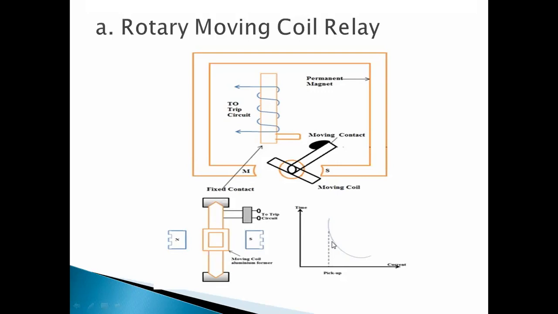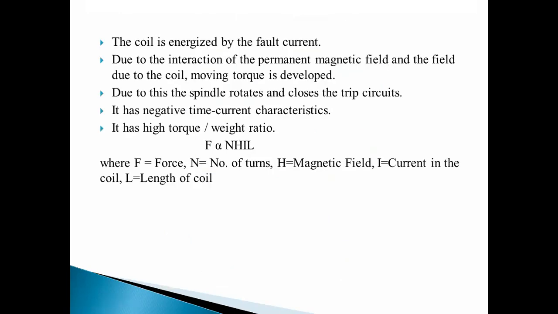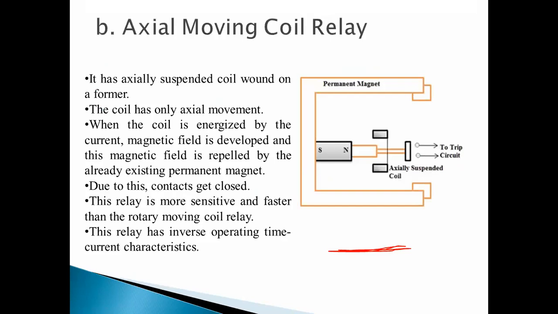So we have seen that IDMT characteristic. Then the second type here is the axial moving coil relay. So first was the rotary moving coil, and second is the axial moving coil. Here only what is changed is that there is an axially suspended coil.